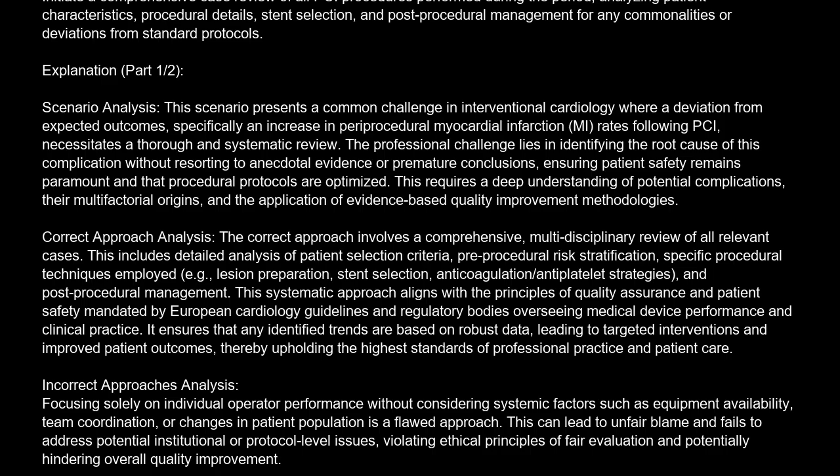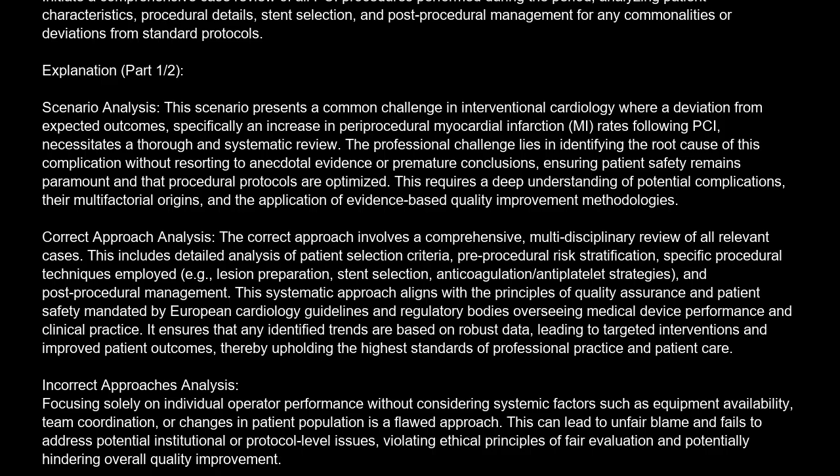Explanation. Scenario analysis. This scenario presents a common challenge in interventional cardiology where a deviation from expected outcomes, specifically an increase in paraprocedural myocardial infarction, MI, rates following PCI, necessitates a thorough and systematic review. The professional challenge lies in identifying the root cause of this complication without resorting to anecdotal evidence or premature conclusions, ensuring patient safety remains paramount and that procedural protocols are optimized. This requires a deep understanding of potential complications, their multifactorial origins, and the application of evidence-based quality improvement methodologies.